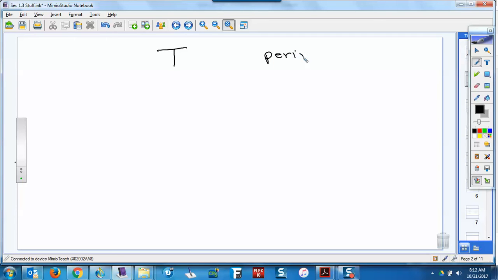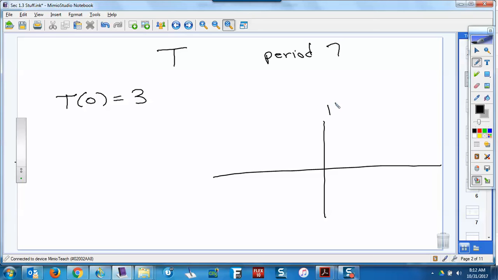The period, the function is T. The period is 7. And so they tell you that T of 0 is 3. Now, maybe you could do this graphically. We didn't yesterday. But since I just got done saying that if I'm given this, I plot it, maybe that's a good thing to do. So I'm going to go to the T function, and I'm going to plot that point. Okay, so (0, 3). All right?